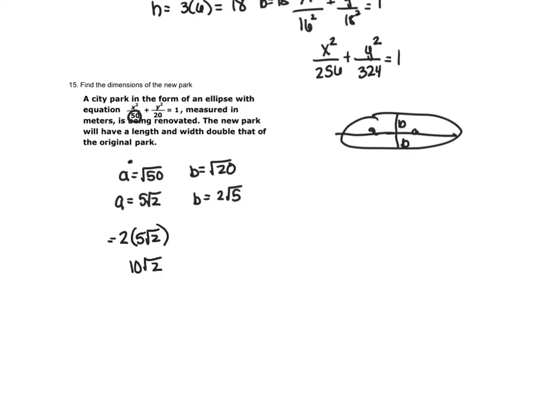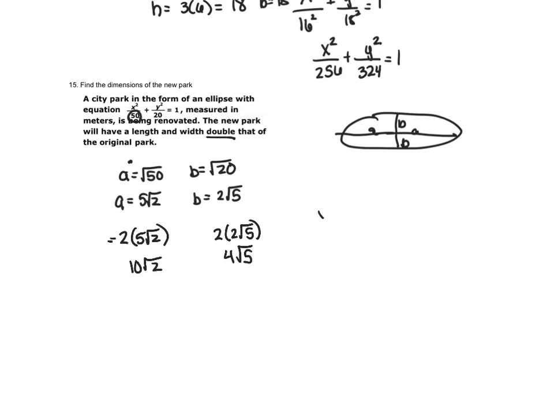All right, so now there's 2 of them. Remember, a park has 2 A's and 2 B's. So for my dimensions, I'm doubling that. So 2 times 5 root 2 is my 10 root 2. 2 times 2 root 5, because it's double, is 4 root 5.